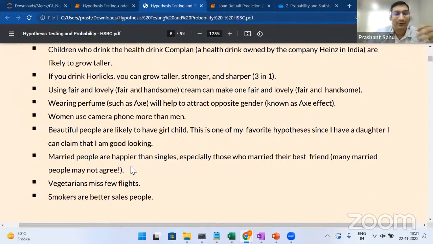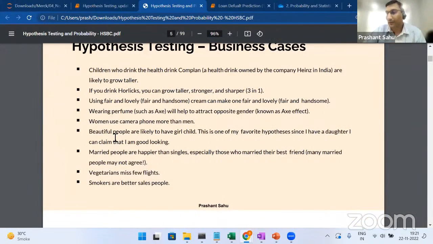Vegetarians tend to miss fewer slides. Smokers are better salespeople. You can keep on going. So these are some example hypotheses or claims. Some of these claims are made by media houses. Some of these are made by your companies. Individual claims could be there, biases and everything, right? Fine.